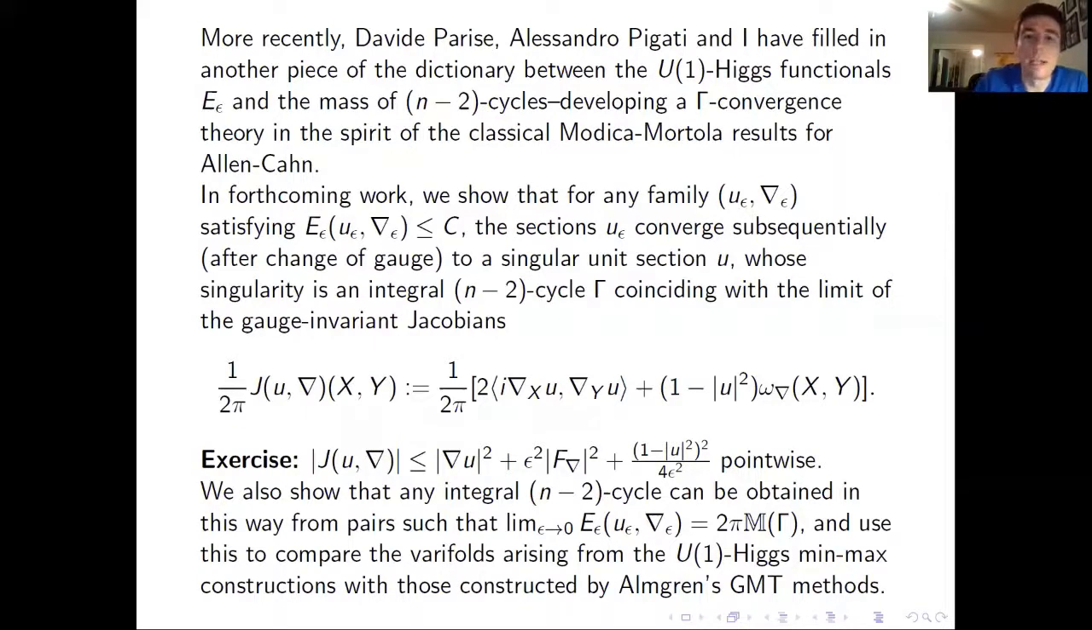Okay, moreover, we show that any integral n minus 2 cycle can be obtained in this way from pairs such that the limiting energy coincides with 2 pi times its mass. And we use this to compare the varifolds arising from the min-max methods with the U(1) Higgs functionals with those arising from Almgren's GMT methods. Okay?